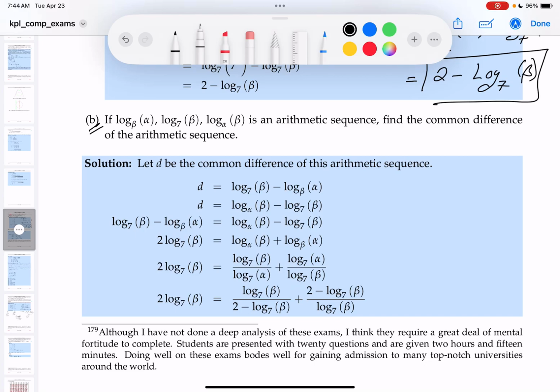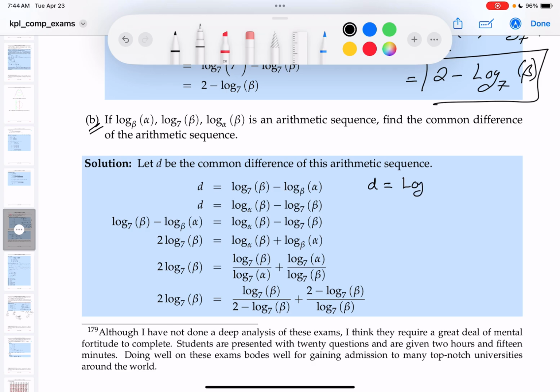Okay, so part A was done, and it wasn't so bad. Now I'm on to part B, and it says log base beta of alpha, log base 7 of beta, and log base alpha of beta is an arithmetic sequence. Now it says find a common difference, and I know the common difference is D, so I'm going to say D is a common difference. Now what does it mean? These successive terms differ by a constant.